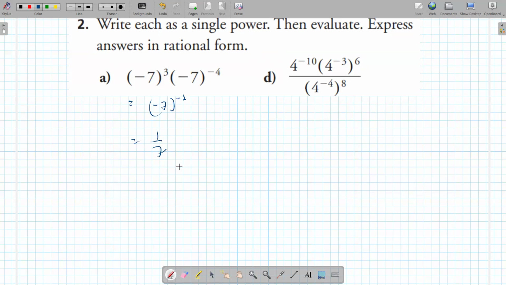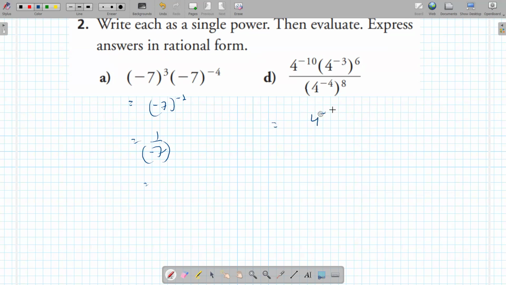Nope. Remember, whenever you switch it up or down, it's only the exponent that changes. So it's going to be 1 over negative 7, which is pretty much the same thing as negative 1 over 7. But the negative sign needs to go down with it as well. Okay? What about for D?